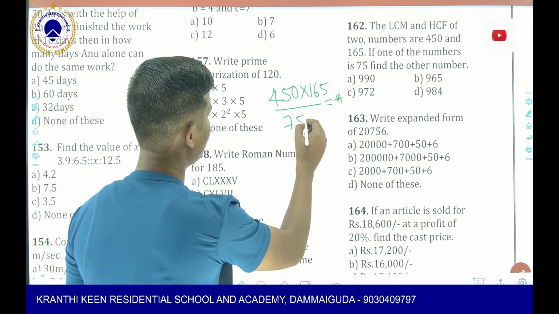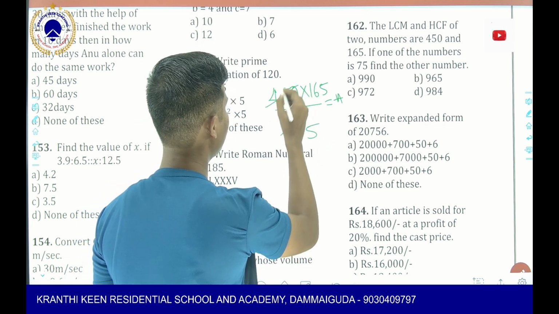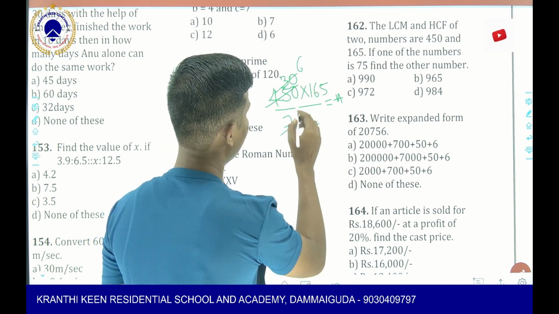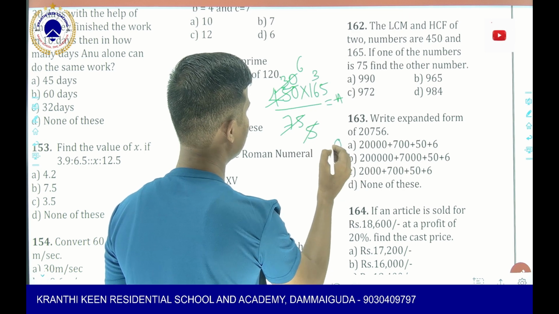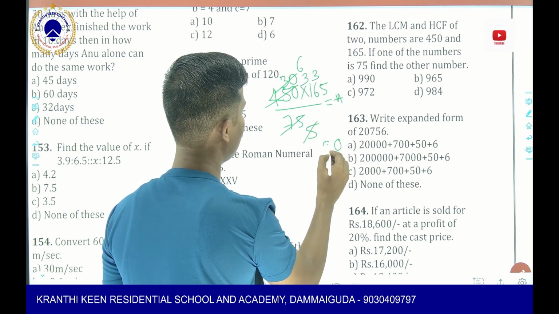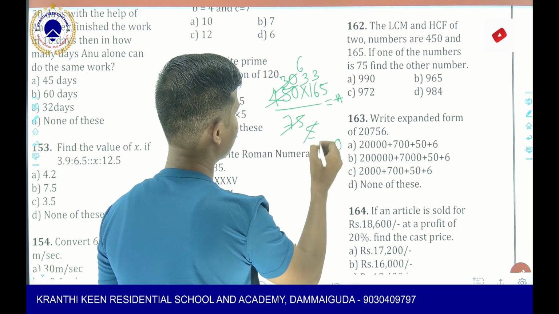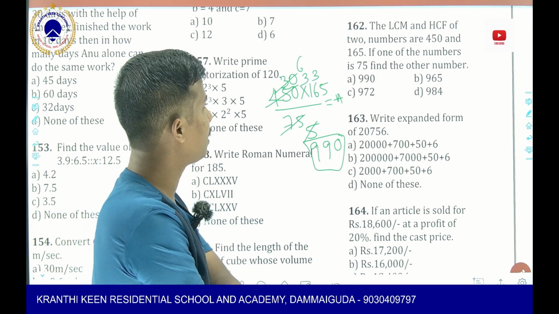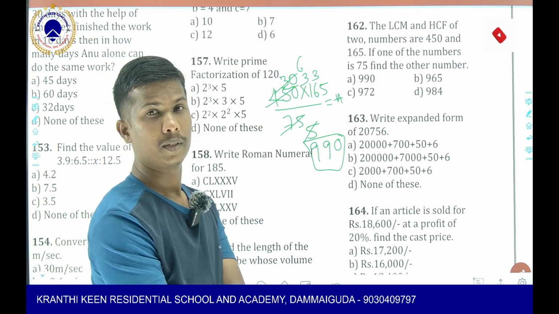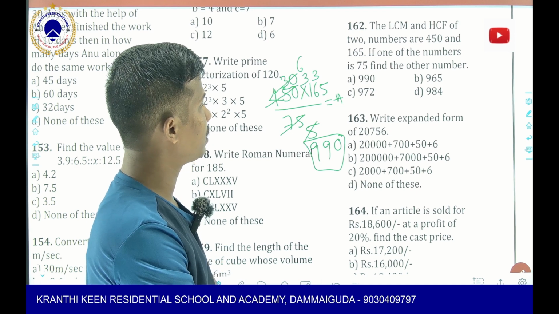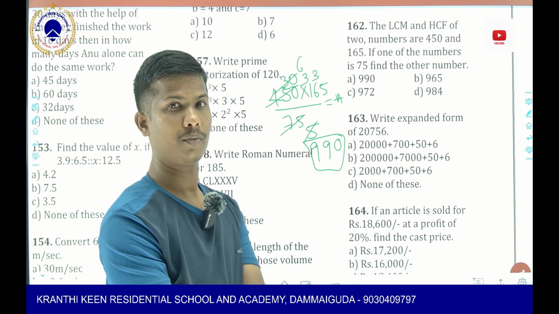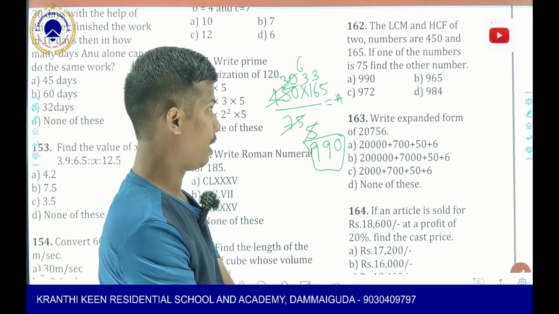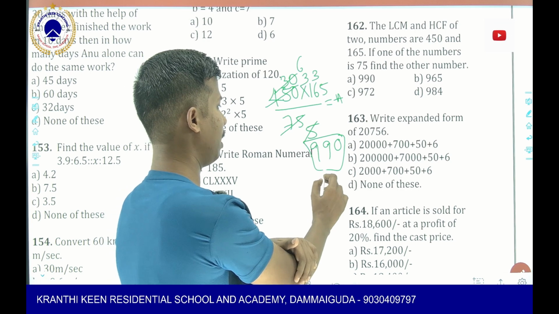We'll take the 15 table. 15 fives 75, 15 30s, 5 ones 5, 6. Multiply 6 5s 30, 6 6s 36 plus 3, 39. You'll get 990. That means if the LCM and HCF of two numbers are 450 and 165, and one number is 75, the other number will be 990.